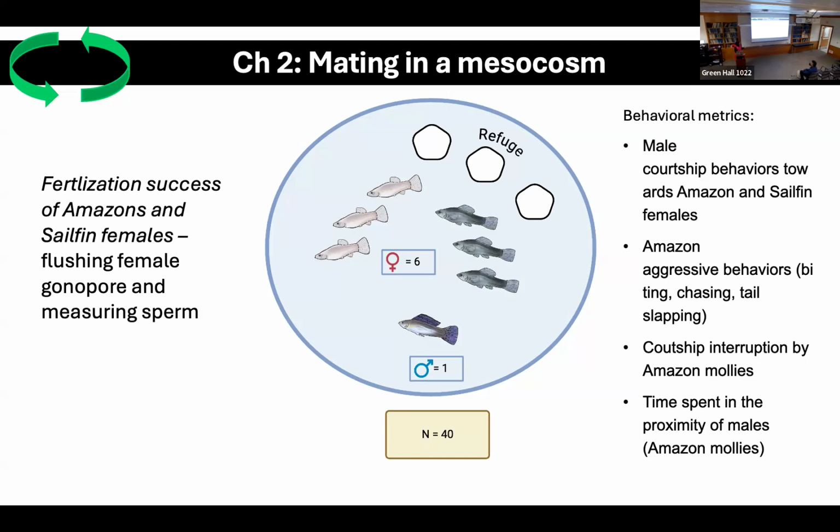And then there's time spent in proximity to the males for the Amazons, and where the males try to spend their time. To get all of this behavioral information, I will hopefully be able to use tracking software. Our lab has the skills to do this, and I'm hopeful that we'll be able to develop an assay that can track mating interactions between these fish. And we already have the tools available to track information about where they spend their time.